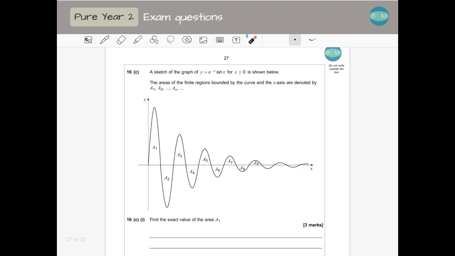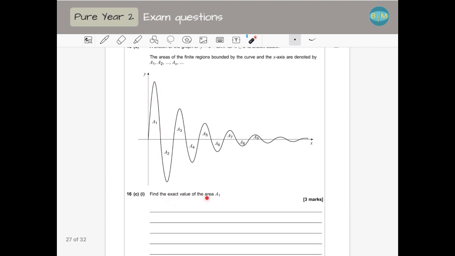Then for c, we have to find the area. We have a sketch of the graph, which is this one. And the areas of the finite regions are called A1, A2, and so on. We have to find the exact value of A1.